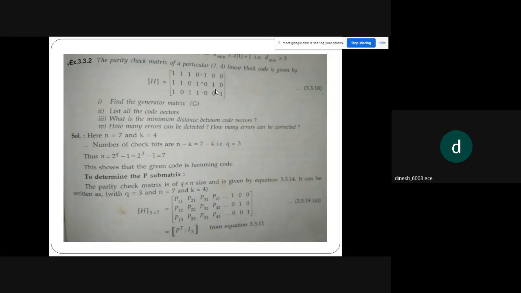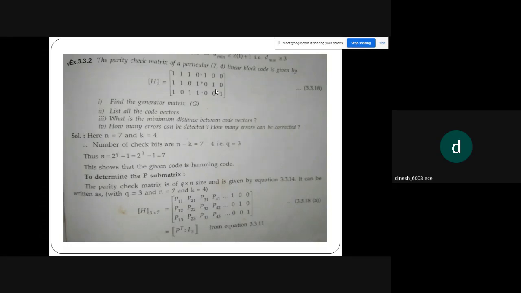From this H matrix we should determine the generator matrix G and all the code vectors. We need to determine the minimum distance between code vectors. We need to find how many errors can be detected and how many errors can be corrected. So this is our question.